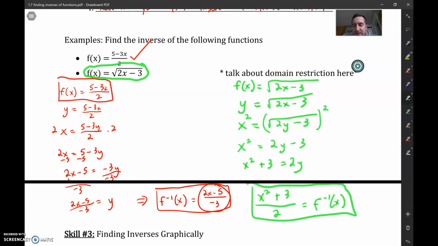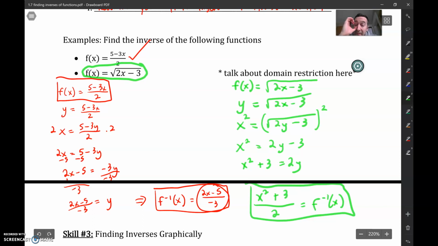But now let's put our thinking caps on here. And I can't believe I just said that. I'm turning into an old man.